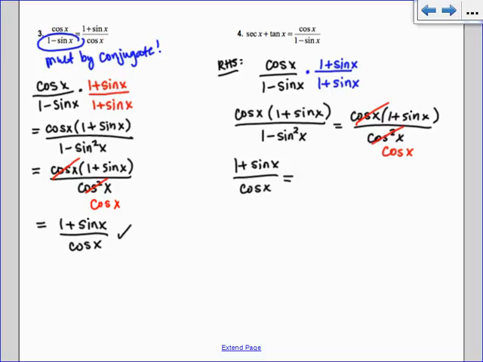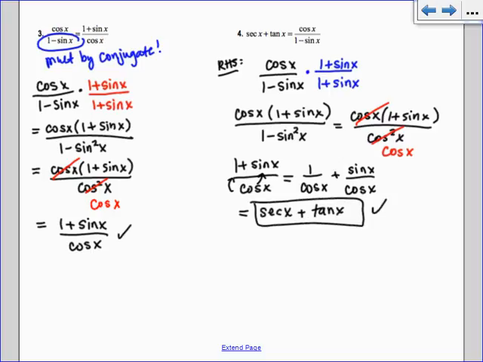So now we're going to take that cosine into both pieces of the numerator. So we're going to have 1 over cosine of x plus sine of x over cosine of x. 1 over cosine is secant, and sine over cosine is tangent. And that's your answer. That's what we wanted. So that's the left-hand side.